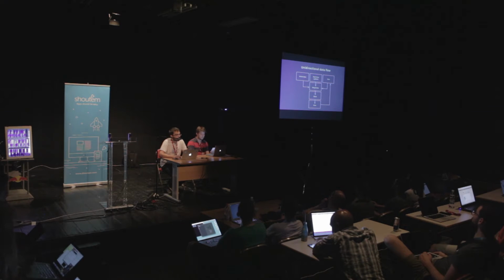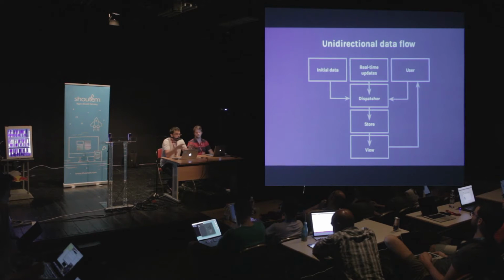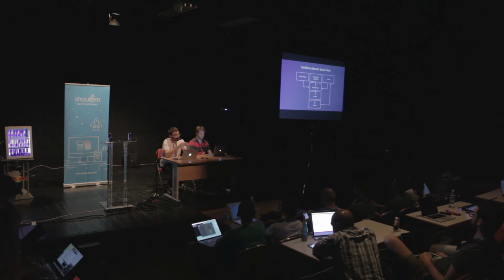So imagine you have some initial state of your JavaScript. There is some initial data, real-time updates, or the user is clicking on it. So that's where some action is coming from. And all these actions go into a single dispatcher, which then updates the store. And once the store, which is actually the data, the model of the application, changes, the view should change too.